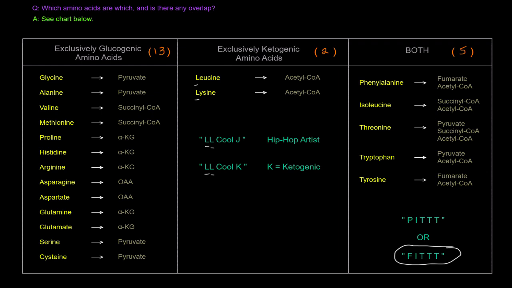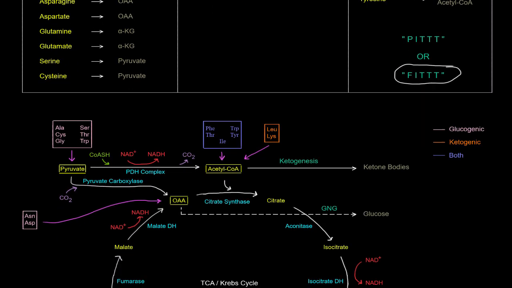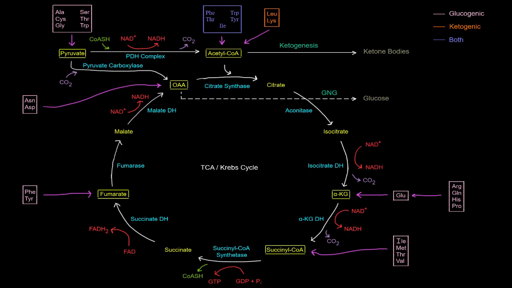And this is kind of important to keep in mind, right? Which ones are glucogenic, which ones are ketogenic, and which ones are both. Okay. So when we look at this, just to visualize it in terms of the big picture, we can see that the ones that are glucogenic are in light pink, the orange are ketogenic, and then blues are for both.